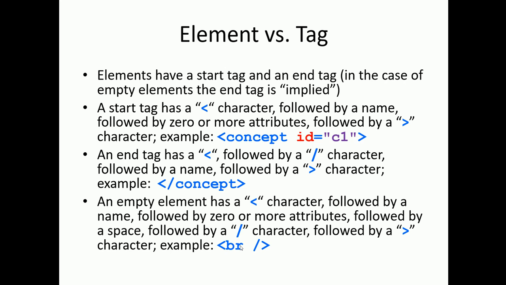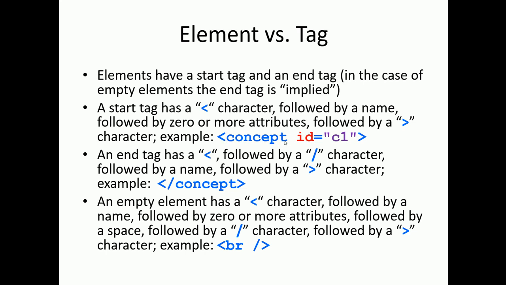An element versus a tag. Elements have a start tag and an end tag. In the case of empty elements, the end tag is implied. A start tag has a less than character followed by a name, followed by 0 or more attributes, followed by a greater than character. An example would be here.